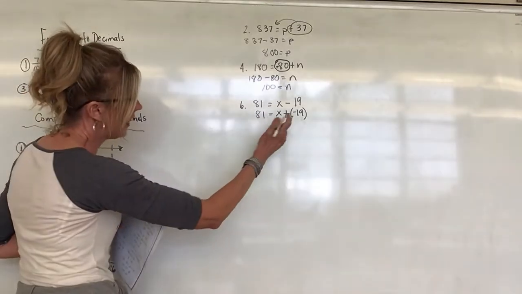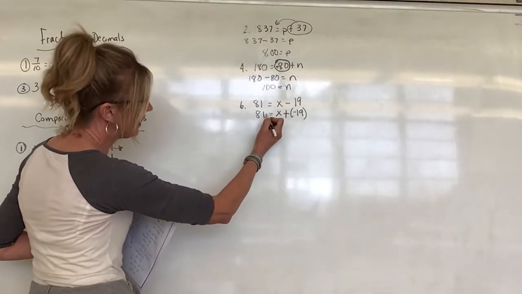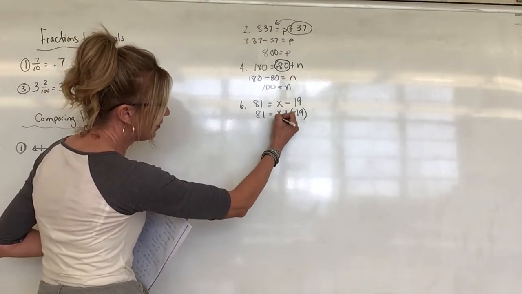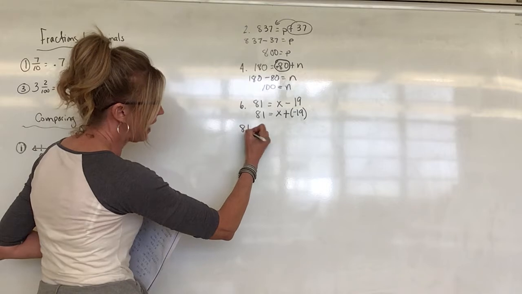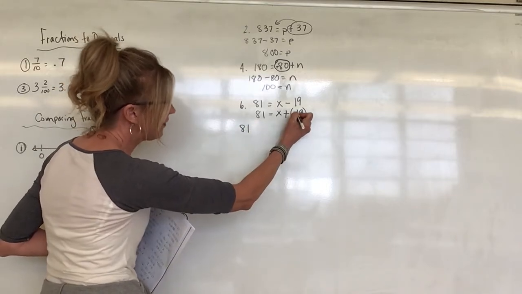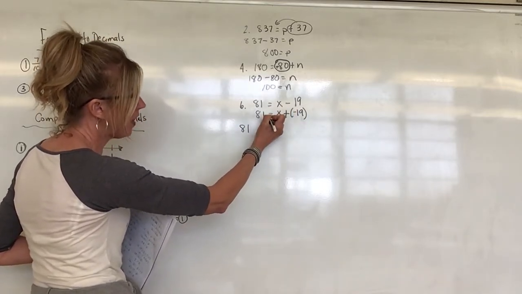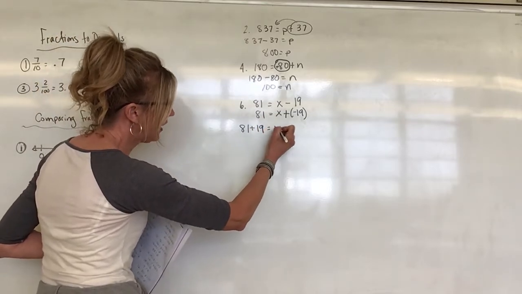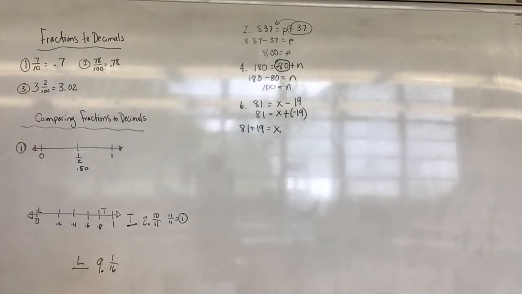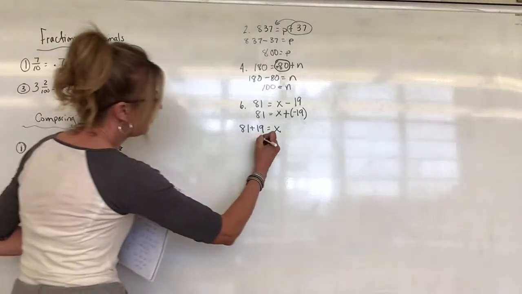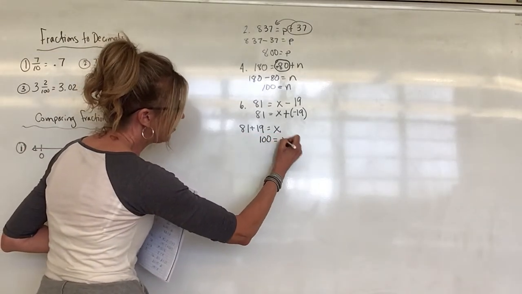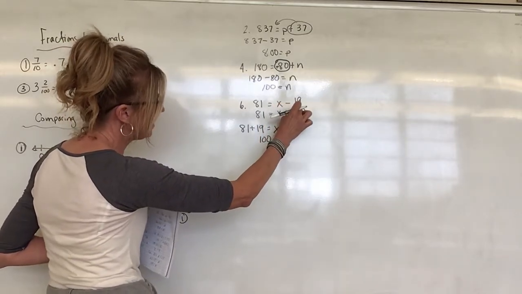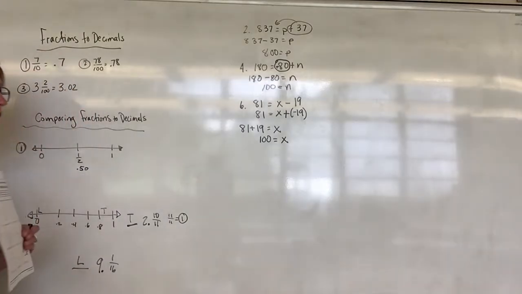Now, I need to take this and get it over here to this side. I'm going to get my x alone, right? This variable all by itself. So this is going to be 81. Now, negative 19, when I bring it over to the other side of the equal sign, it becomes a positive 19 equals x. So 81 plus 19, that would be 100 equals x. So if I put 100 in there, 100 minus 19, that would give me 81.